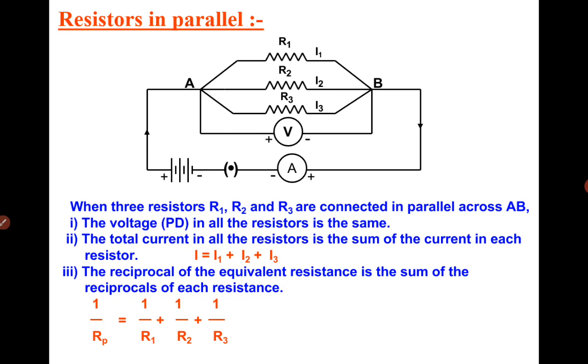So the effective resistance in parallel combination is lesser than any individual resistance. Hence, the resultant resistance in parallel combination decreases.